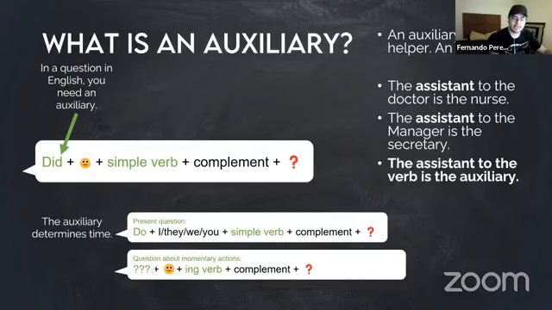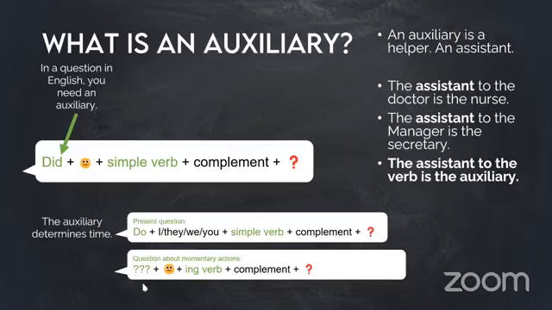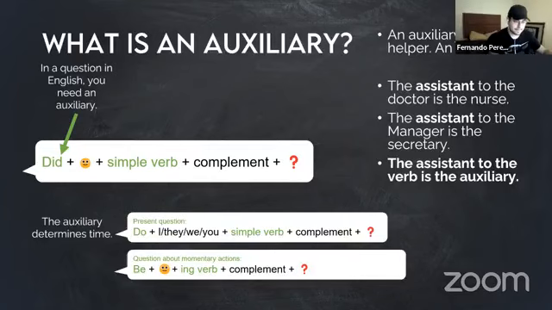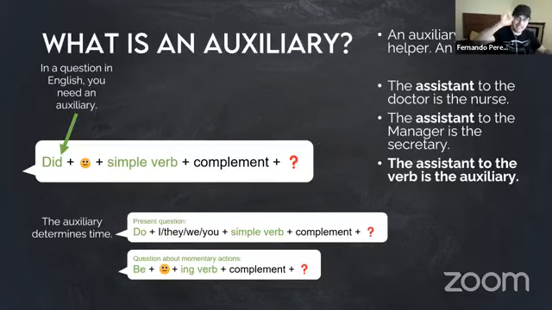What is necessary for the ing verb? Be? Correct. Very good. So with this structure, I can understand that the first word that is necessary is an auxiliary. And the auxiliary is determining the time. If you say be, you need ing. If you say do, you need a simple verb. Example.